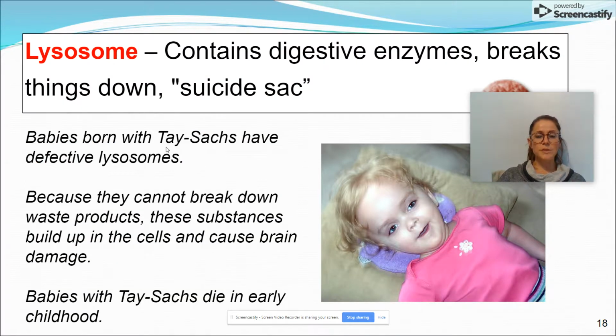And the lysosome is basically like the garbage bin. It contains digestive enzymes that help break down things that aren't necessary for the cell. It's also called the suicide sac, because it is the reason cells can go through apoptosis, which is a form of cell death, where the lysosome will lyse, or break open, and all those digestive enzymes will destroy everything else in the cell.